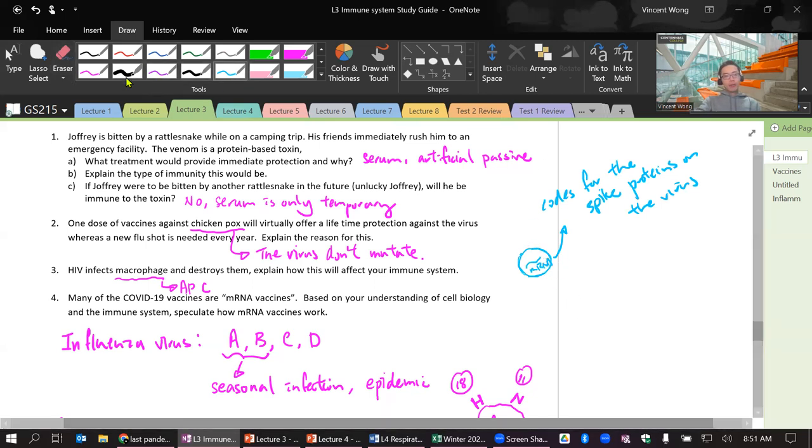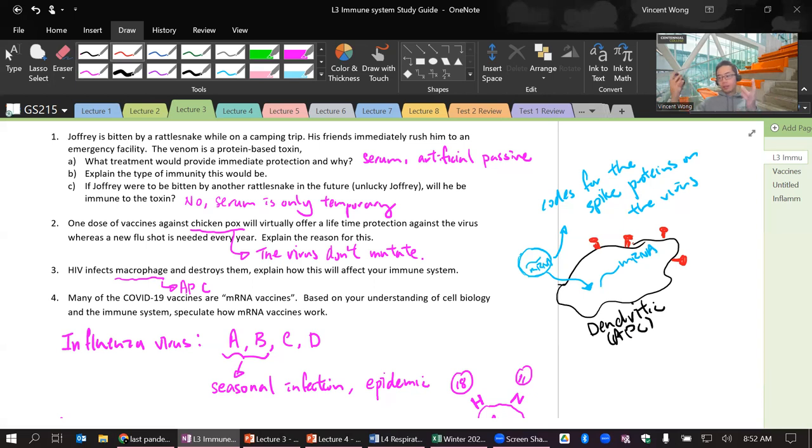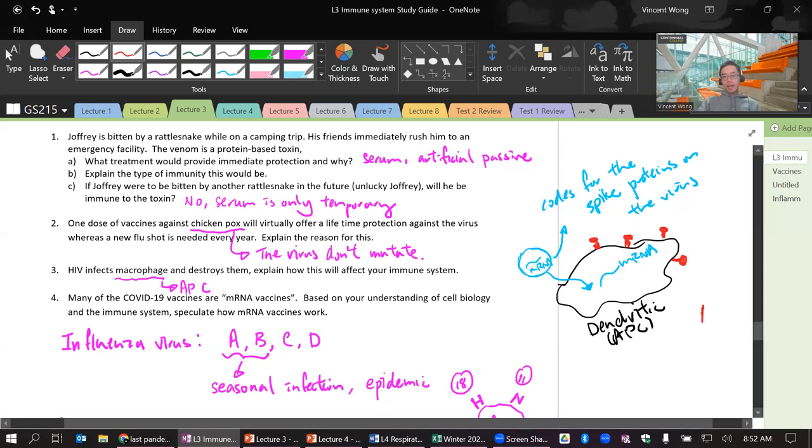So they inject that into your muscle in the arm. And what happens is you will have a kind of APC called a dendritic cell. We didn't learn about it previously, but it's another APC. And this thing will go into the dendritic cell. Because it's a messenger RNA, mRNA will get translated by ribosomes. And then it will put some of those spike proteins on the surface of your dendritic cells. Okay. And then these dendritic cells will present these spikes to a naive T cell in your system. The naive T cell gets activated, and everything that we talked about last class will occur. And ultimately, you will end up having antibodies produced by the plasma cells that will recognize these spike proteins.